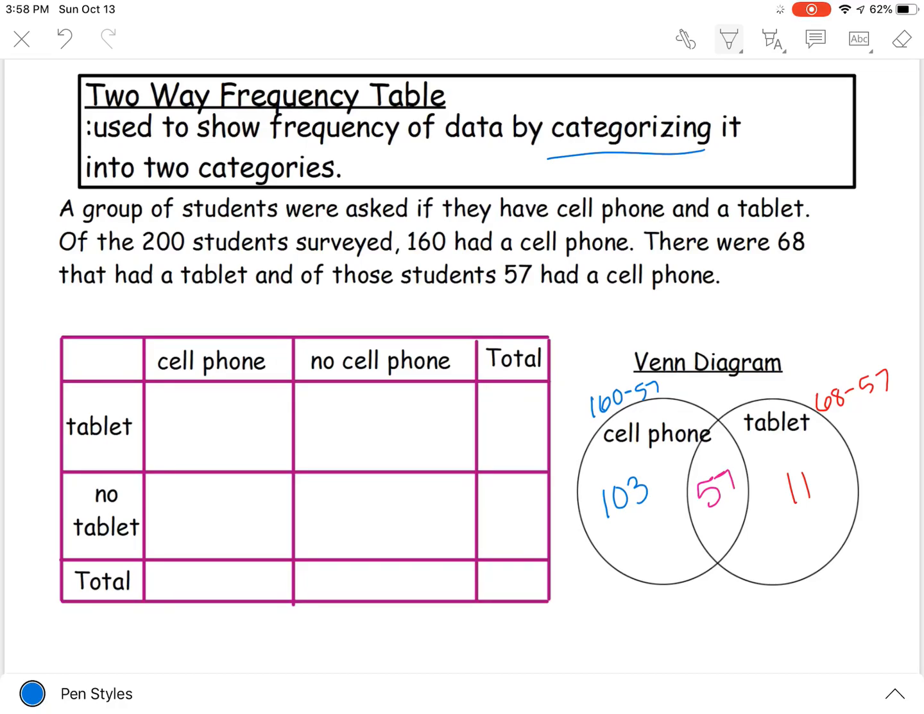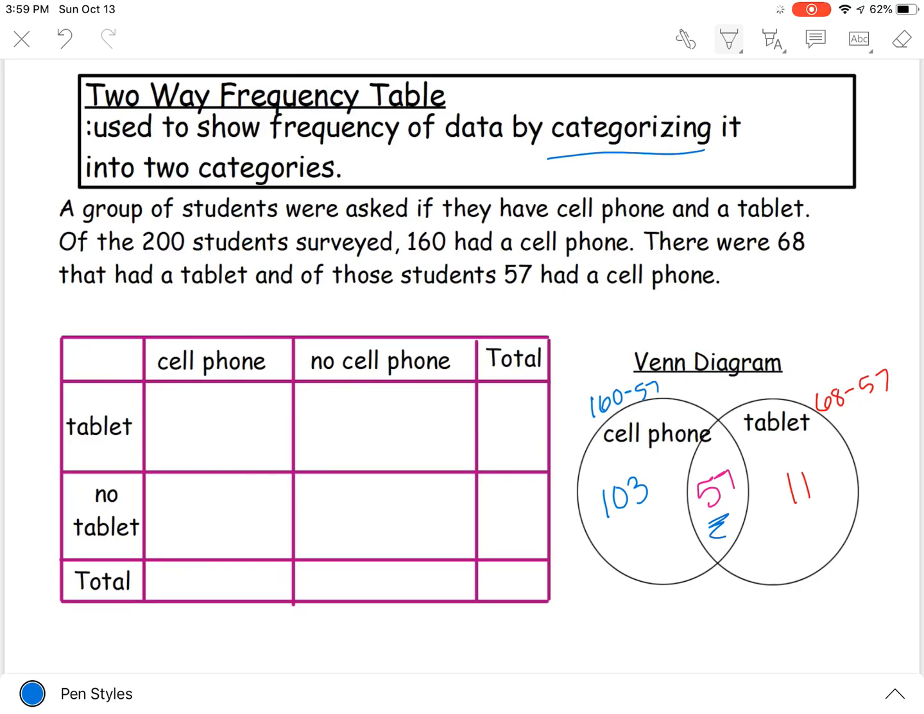So if we were going to use a Venn diagram to display this, well, it tells us that 57 students have a tablet and a cell phone, so that goes in the middle of our Venn diagram. And then we can use our totals to figure out that 11 students have just a tablet and 103 students have just a cell phone. So this is the information that's readily available in our Venn diagram.